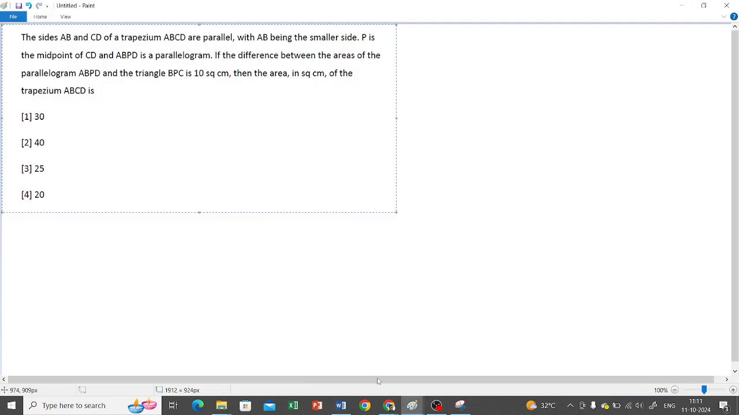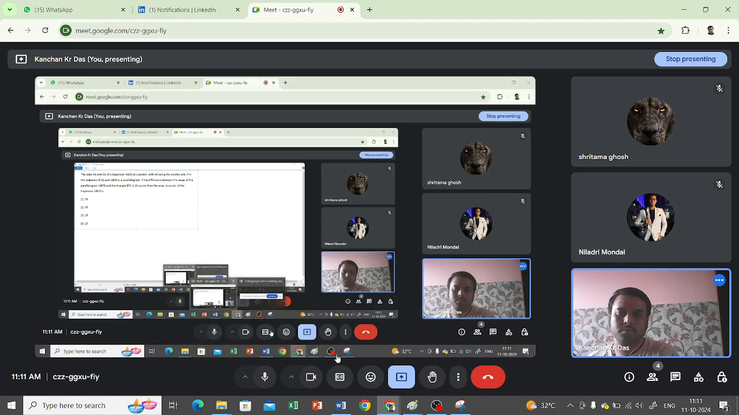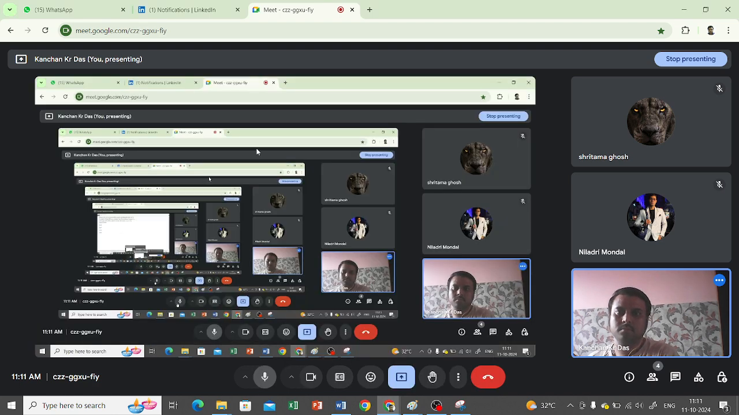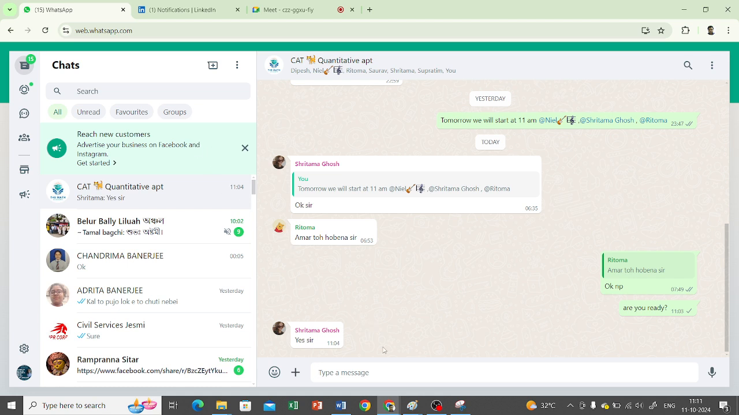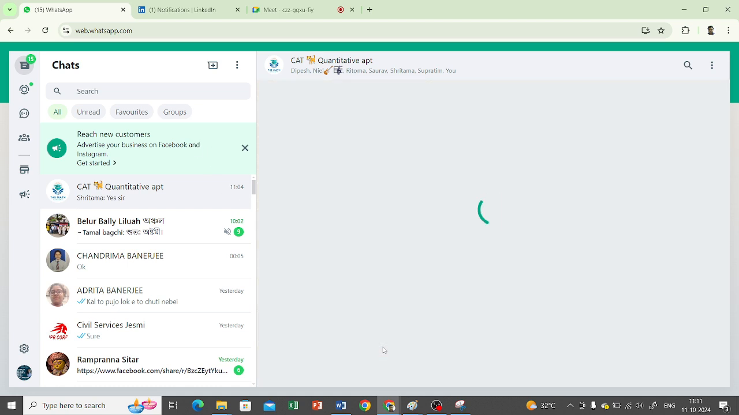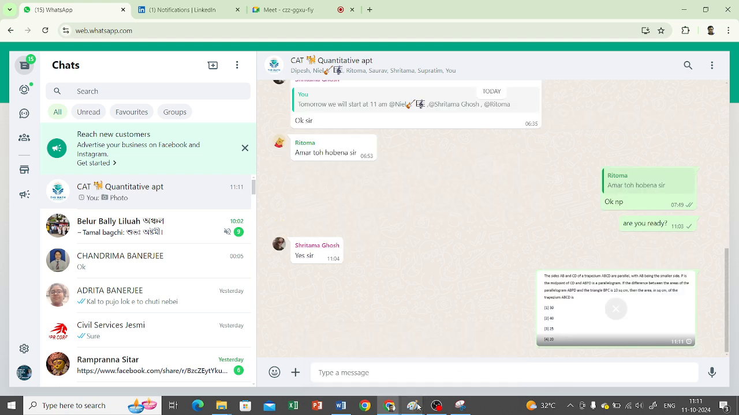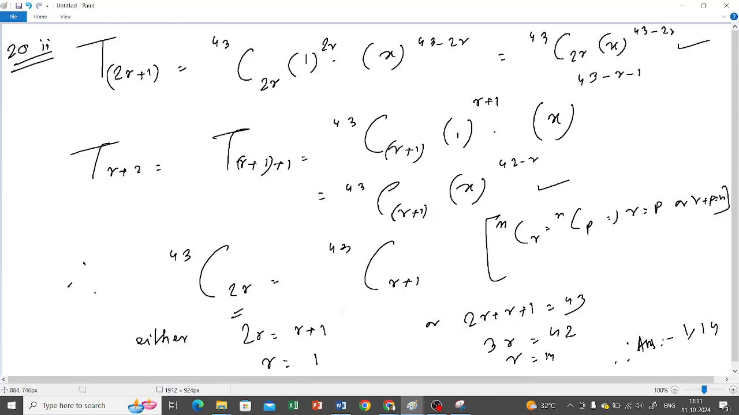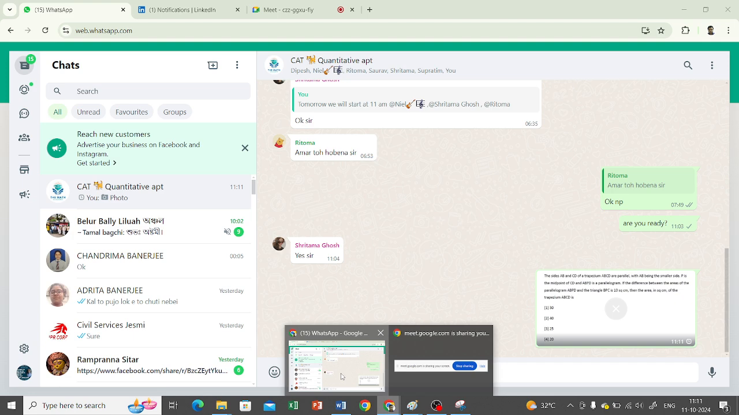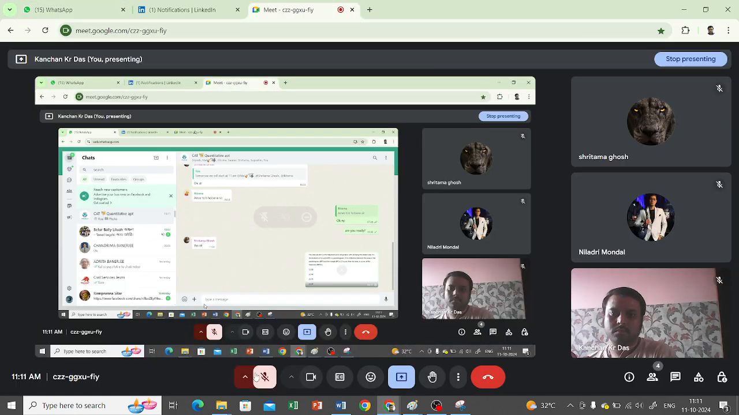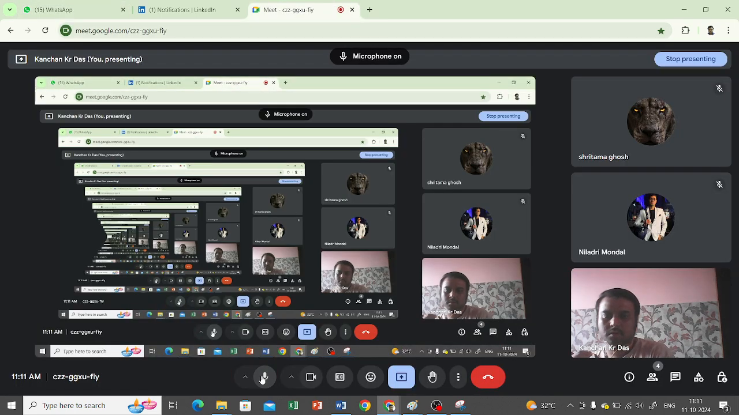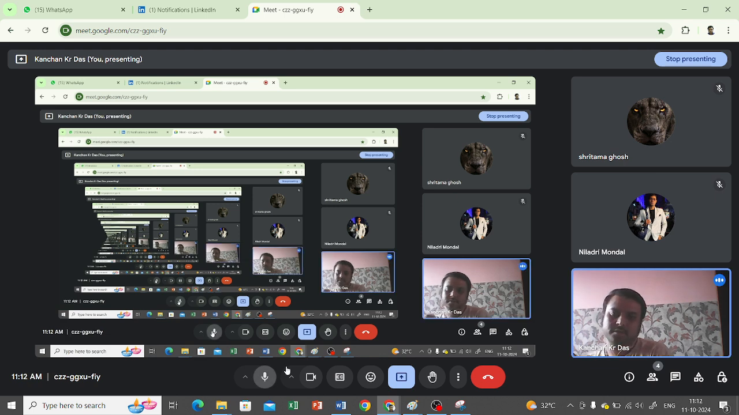Please try out this sum. Please try this sum, and then I'm solving it.